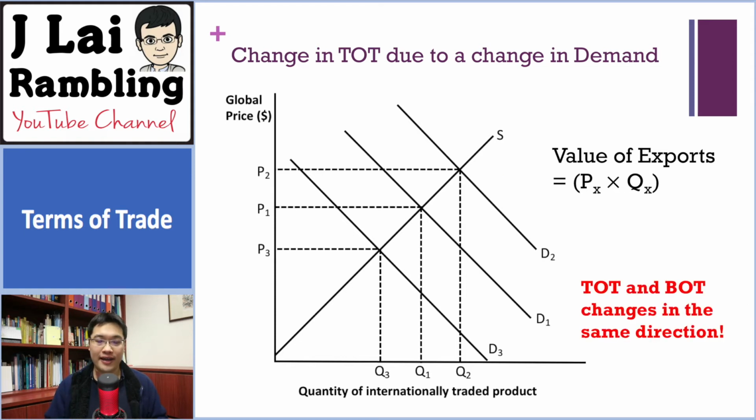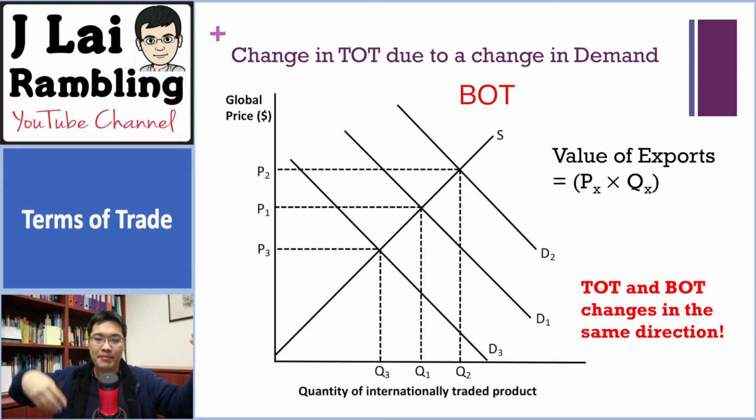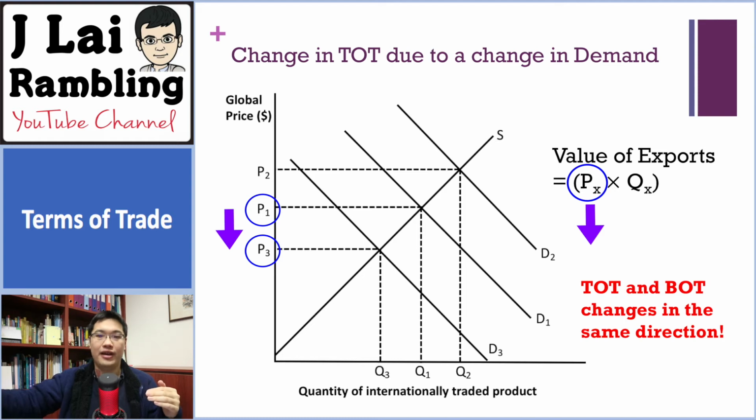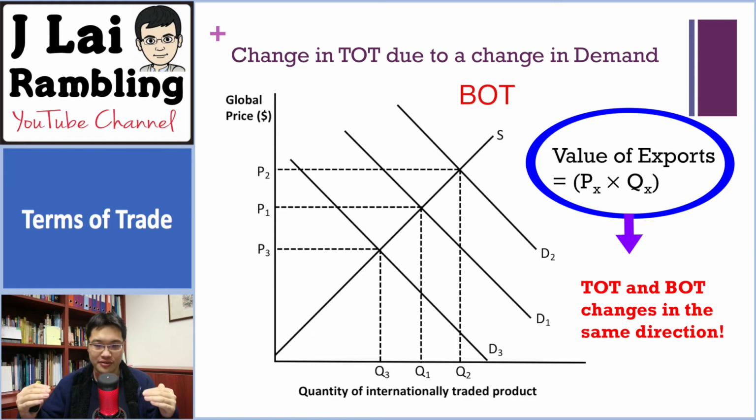And therefore, in this case, the terms of trade and the balance of trade change in the same direction. If the prices increase, the value of the balance of trade through the enhanced value of exports also increases. If the prices decrease, then the value of the balance of trade through the fall in the value of exports also decreases.